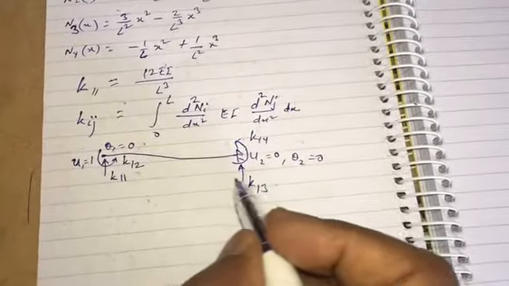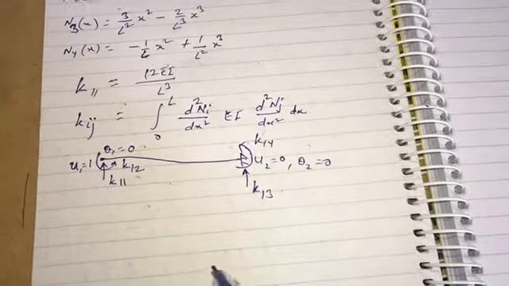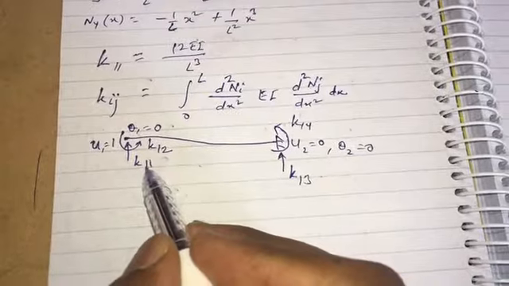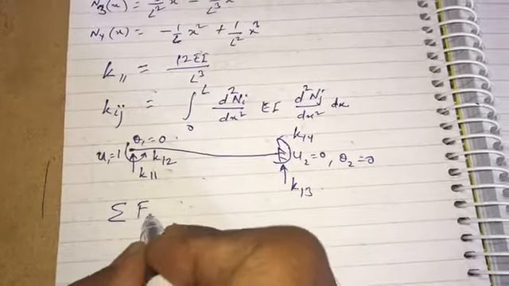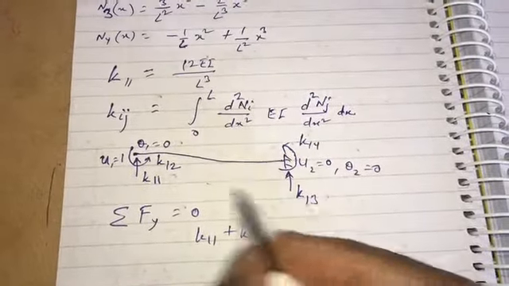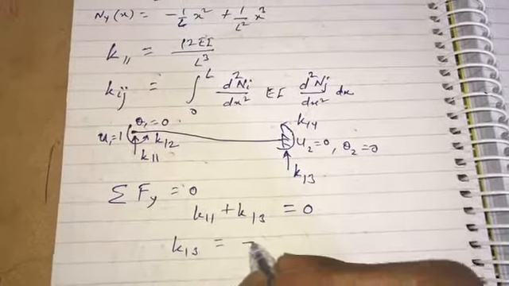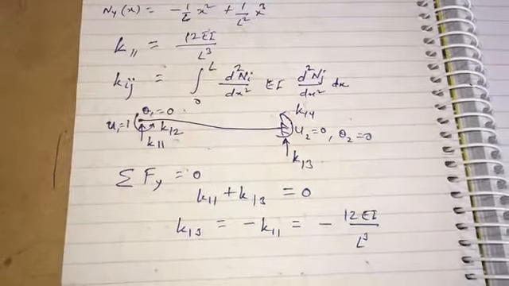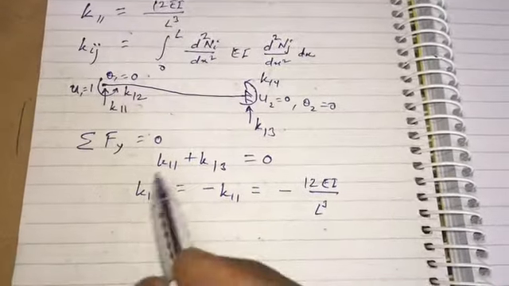I'm just repeating what we studied in chapter 2, the direct stiffness method. Now for the force balance, the forces here are K11, K12, K13, K14. All vertical forces have to be equal to 0, and what we get is K11 plus K13 sum up to 0. Hence K13 equals minus K11, which is minus 12 EI over L cubed. So we get this automatically, and we did not need to actually find K13.